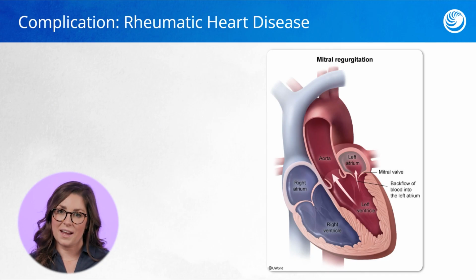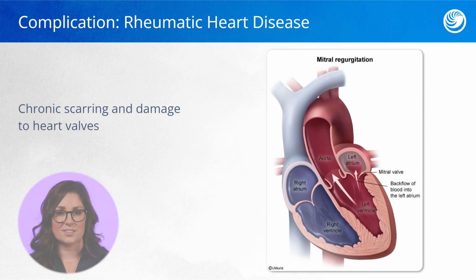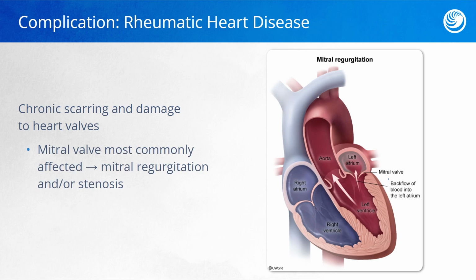Let's discuss the complication of rheumatic fever, known as rheumatic heart disease. Now, if you trace back to the first slide, you can remember that we discussed that clients that don't get treated for rheumatic fever can actually have permanent valve damage within the heart. This most commonly occurs in the mitral valve.